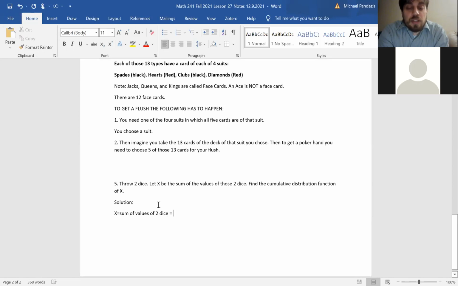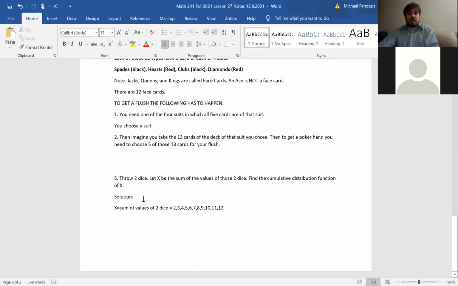Well, the smallest sum would be if you did 1 plus 1, which is 2, right? The first dice is 1, the second dice is 1, the sum is 2. The largest it could be is 6 plus 6, which is 12, and you can get all the numbers in between. So the possible values of x are 2, 3, 4, 5, 6, 7, 8, 9, 10, 11, 12. All the numbers 2 through 12, inclusive, are the possible values of the sum of two dice rolls, or x.